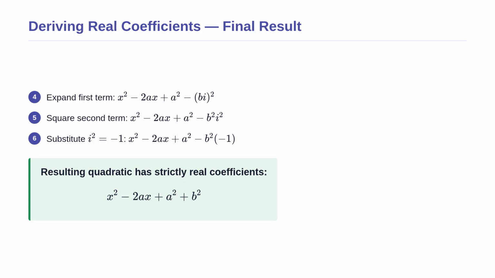Continuing our derivation, we expand the squared binomial x minus a to get x squared minus 2ax plus a squared. Next, we square the second term, bi, which gives b squared times i squared. Because i is defined as the square root of -1, squaring it gives exactly -1. The double negative turns into a positive sign. Look closely at this final result. Every single piece of this expression is a real number. The imaginary unit has completely vanished. This proves that pairing an imaginary root with its complex conjugate guarantees the polynomial will have strictly real coefficients.